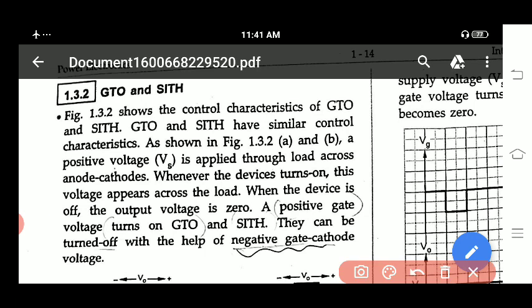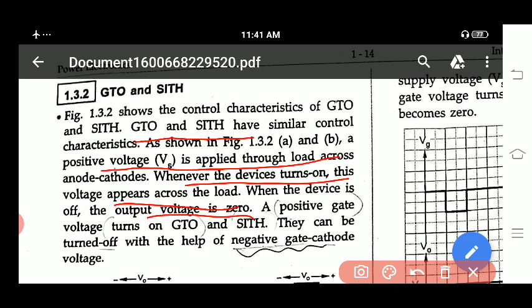GTO and SITH, these two have similar control characteristic. We have already seen this. Positive voltage Vs is applied through the load. Obviously here in this circuit we have seen that you have connected GTO in a forward biasing condition by connecting Vs supply. Whenever the device turns on, this voltage appears across the load. Load voltage is nothing but V0 equal to Vs. When the device is off, output voltage is 0.